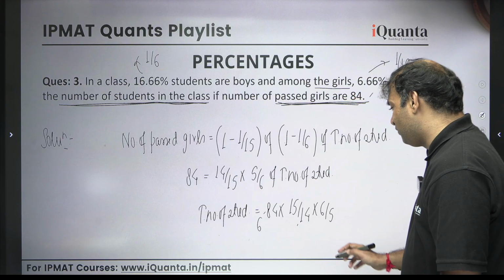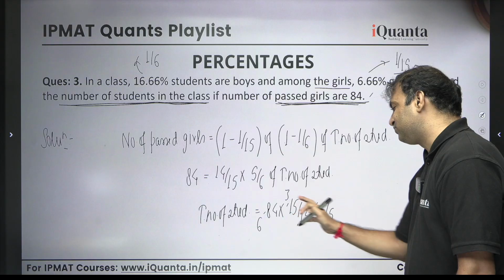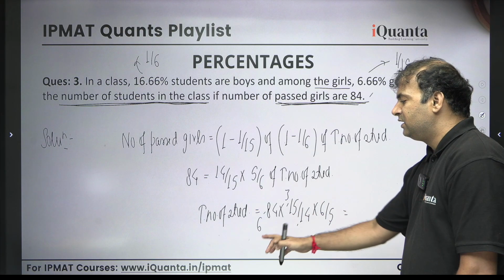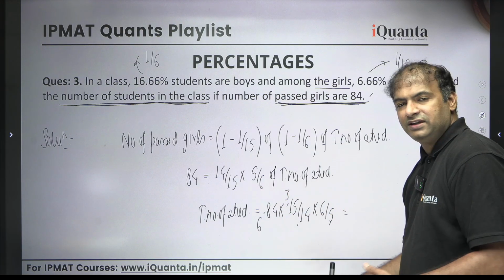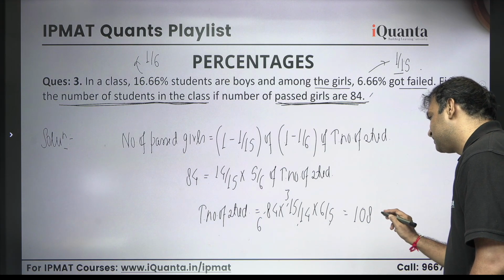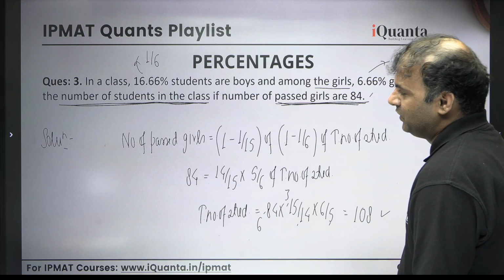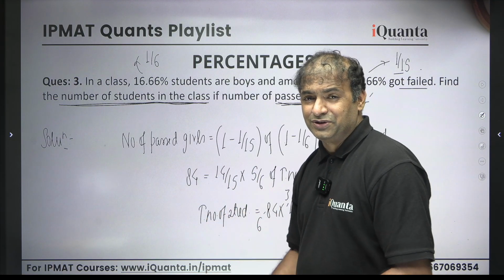Now in the end, 15 by 5 is also 3. So 6 into 3 into 6: 6 into 6 is 36, and 36 into 3 is 108. And this is how we can say the total number of students in this class is equal to 108. And this is how we are able to solve this question number 3 as well.